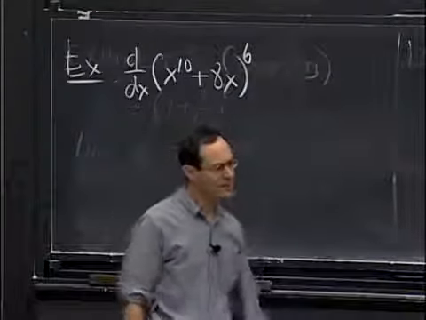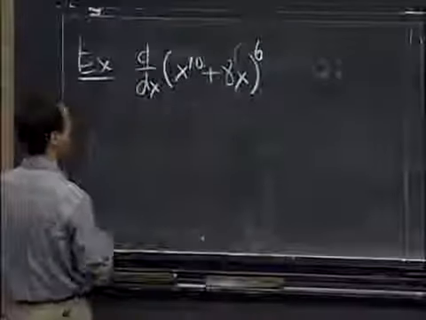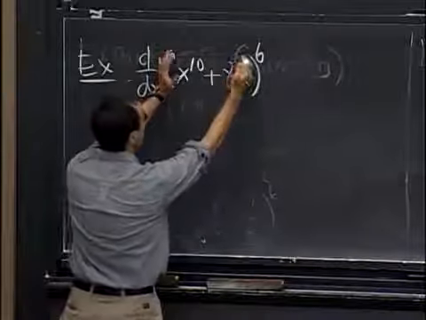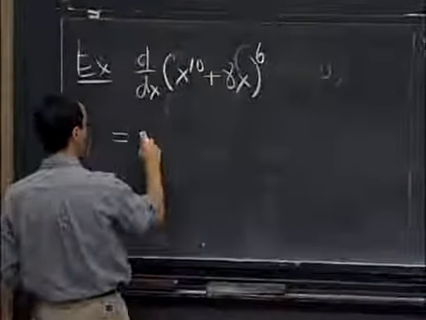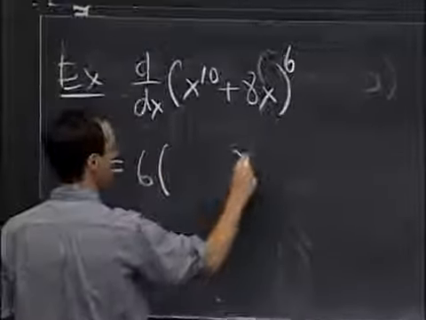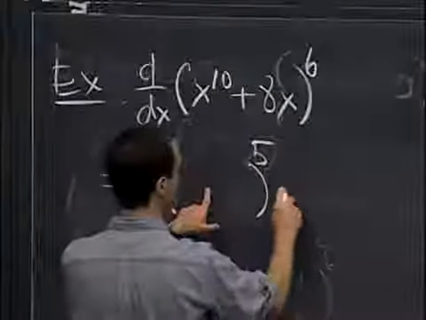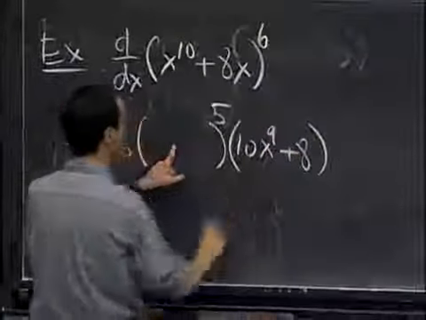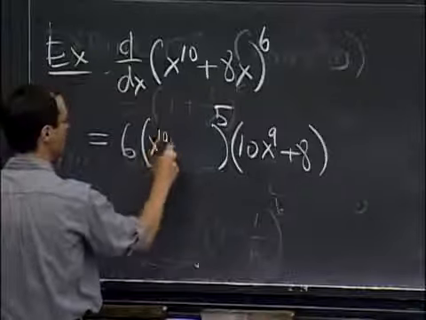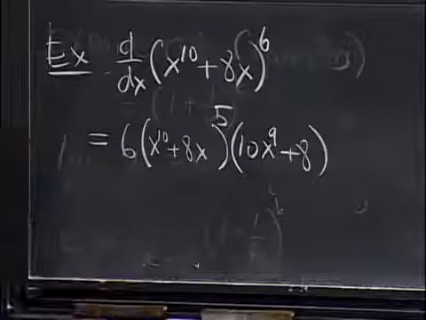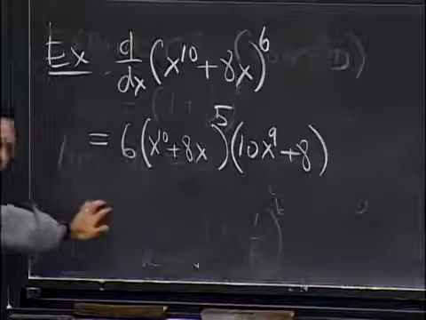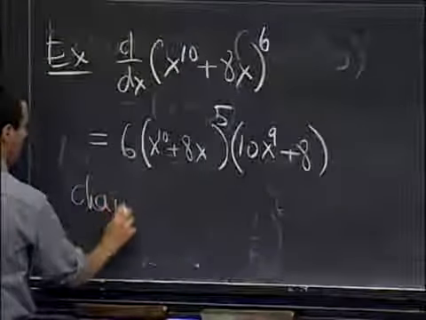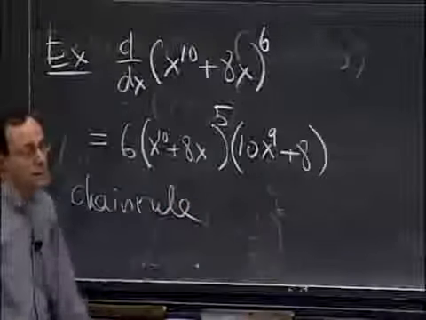Yeah? Chain rule, that's it. We use the chain rule. So fortunately, this is relatively easy using the chain rule. We just think of this box as being the function, and we take 6 times this guy to the 5th, times the derivative of this guy, which is 10x to the 9th plus 8. And filling this in, it's x to the 10th plus 8x. And that's it. That's all you need to do to differentiate things like this. Chain rule is very effective.